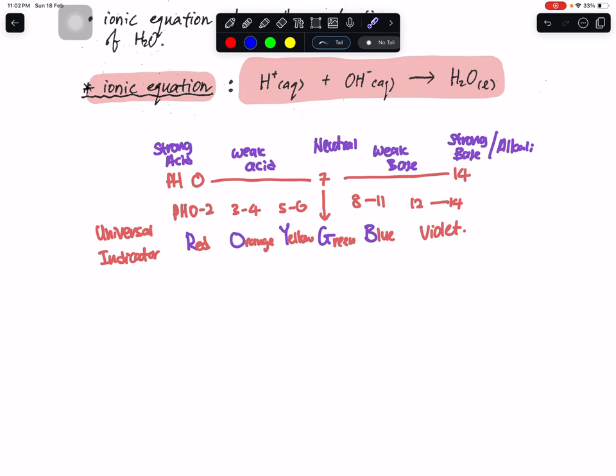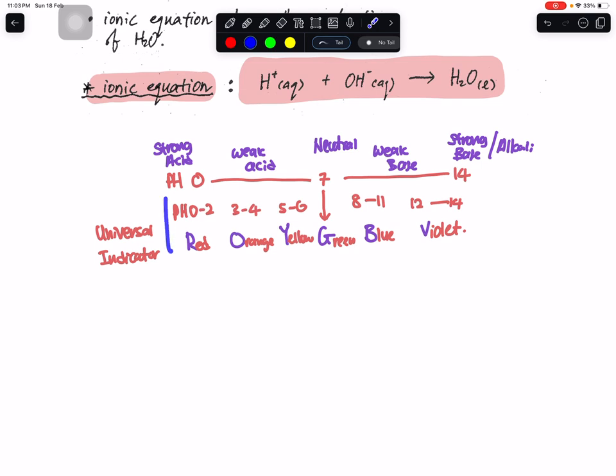One easy way to memorize it is to remember the colors of the rainbow. If you remember the colors of the rainbow, it goes something like this: red, orange, yellow, green, blue, indigo, and violet. Yes, I'm missing your indigo, but you will realize that this is the order for your colors of the rainbow.